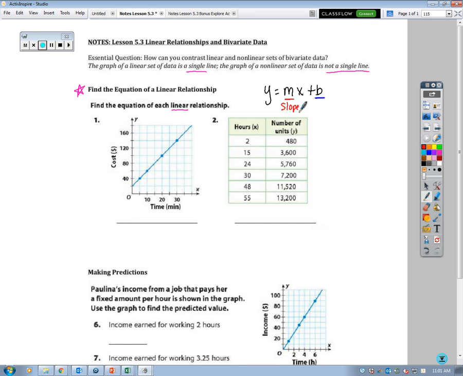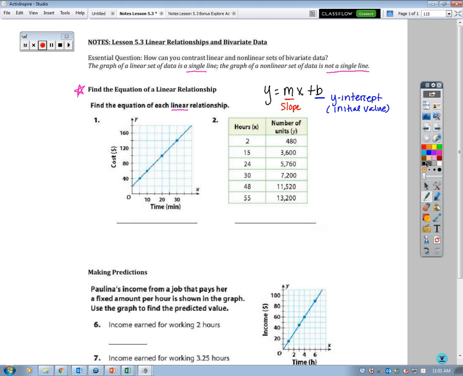Slope, y-intercept. We also call this our initial value sometimes. And slope we also call our rate of change. So let's take a look here at number 1.